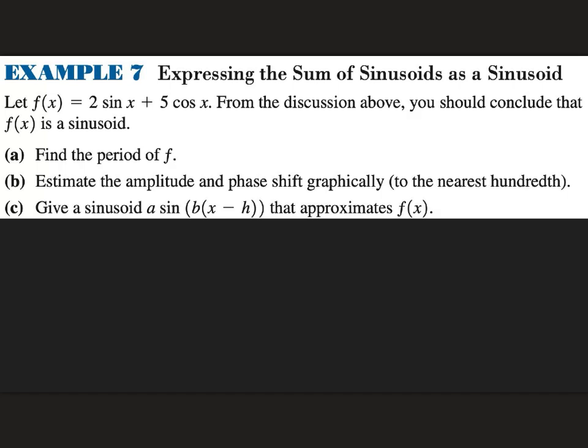Okay, so let's look at A here. Find the period of F. So there's no B term. Well, there is a B term, and we have to understand that B equals 1. So 2 pi divided by 1 equals 2 pi. So that's our period. Okay, so now for B, estimate the amplitude.